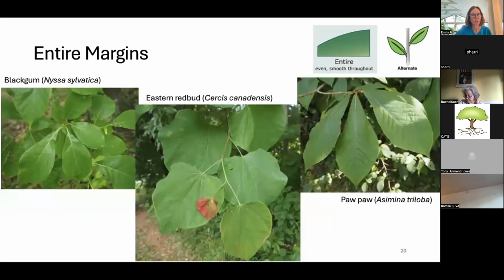Here are some more entire margins that are alternate. So we have black gum, which I think is also listed as wavy. I have Eastern redbud here, with these beautiful heart-shaped leaves, and then pawpaw is also considered to have entire margins. And again, with entire margins, it's smooth all the way along the edge of the leaf.